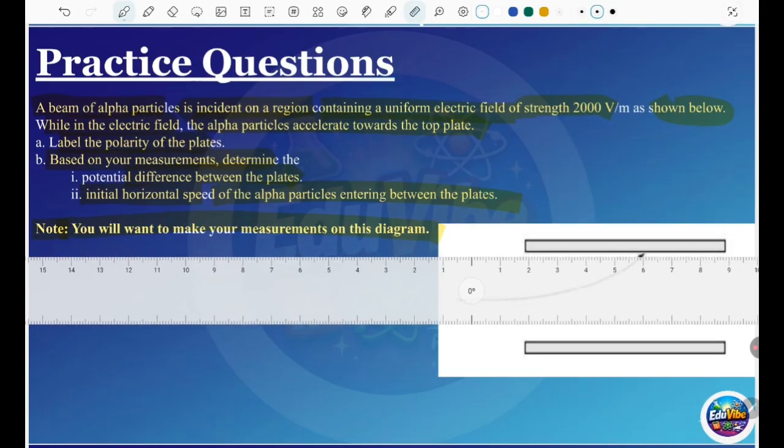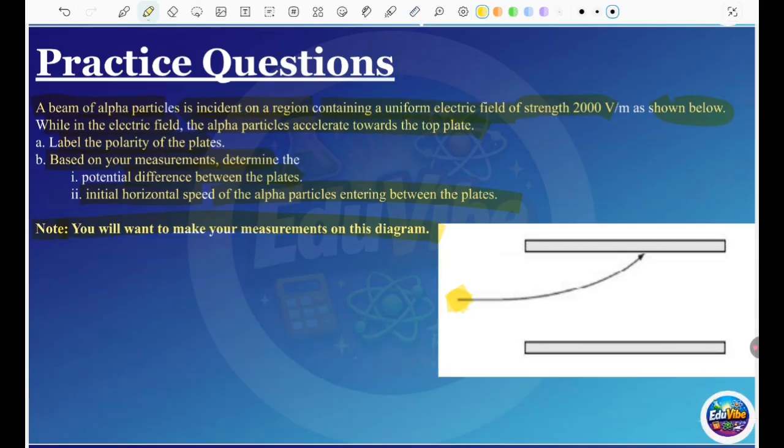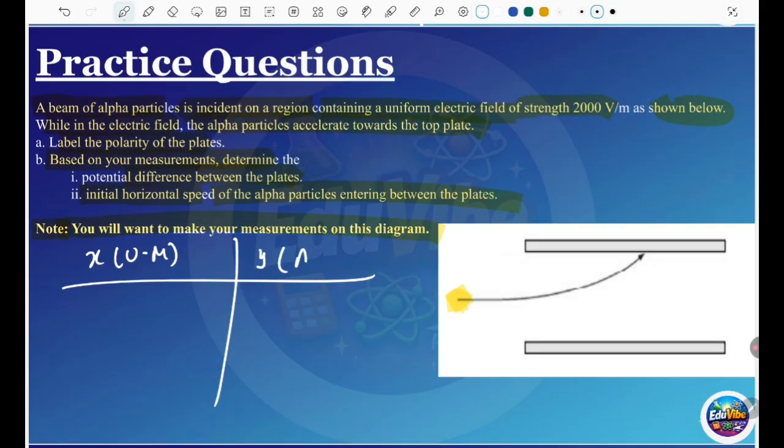So you get that ruler. Over there you can see your alpha particle, and it moves towards this. This is the kind of question where we use uniform motion and accelerated motion, so that's the table we have to make. Before doing the measurements, we need to decide what type of measurements we need. So we make the table with uniform motion, which is x, and accelerated motion, which is y.